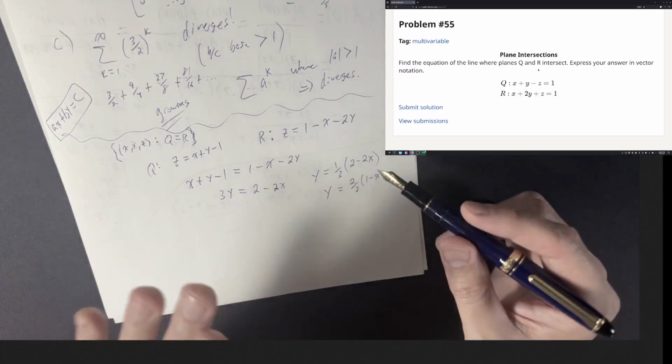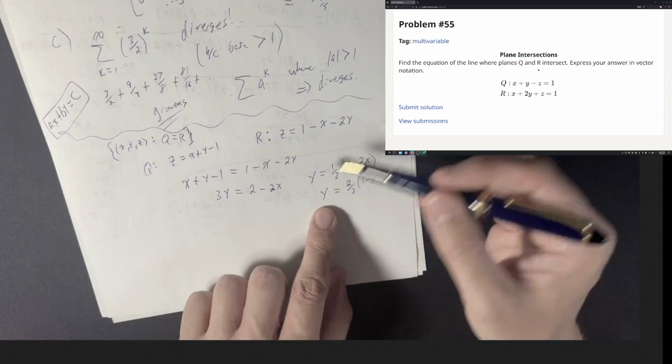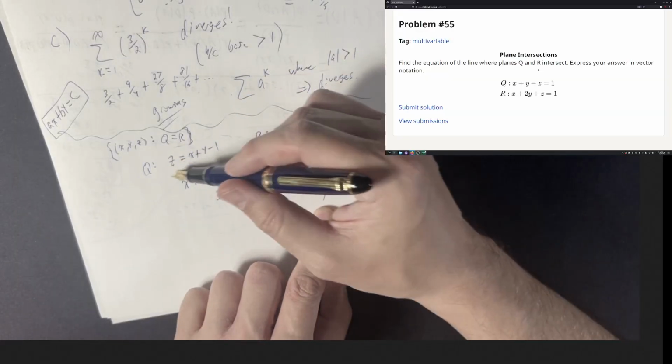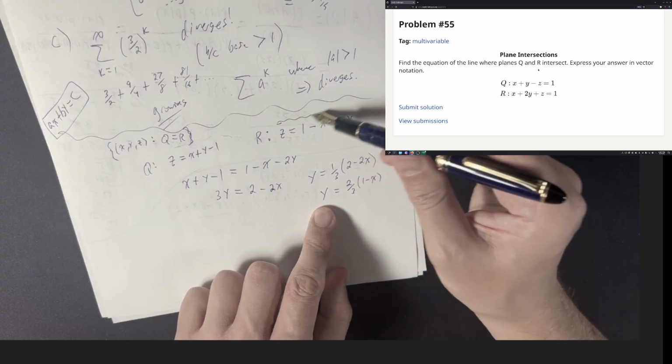The only issue is I don't know where z is, right? I know how y depends on x, but I don't know how z relates to these things. I'm going to have to grab either one of these. I guess I like this one. It doesn't matter, but I guess I like this one.